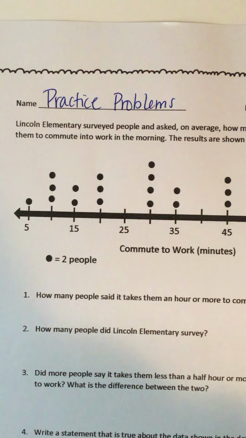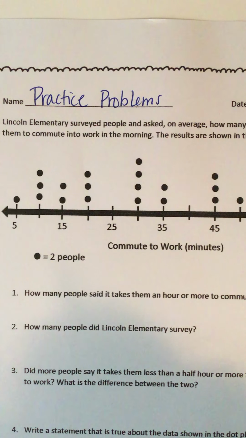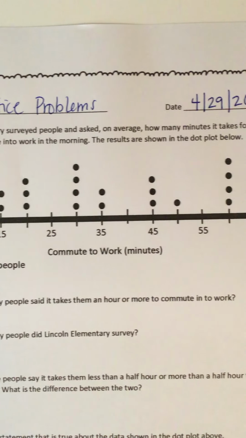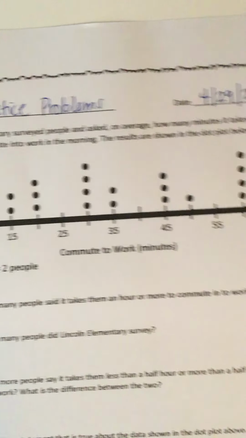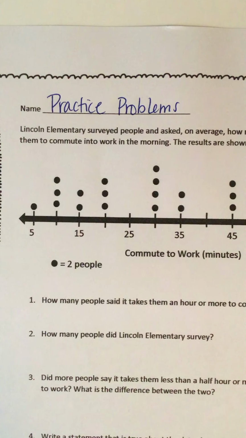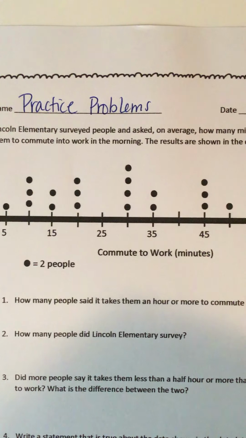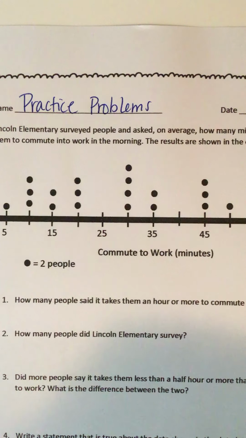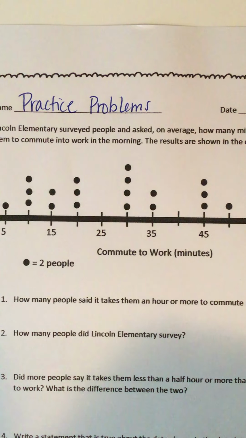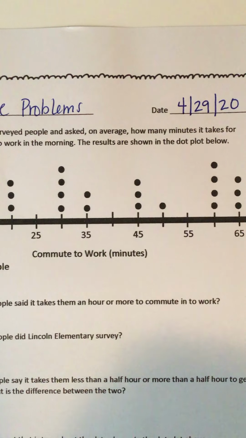Okay, this is your practice problems for today, and I just wanted to go over it so you had a pretty good understanding of how to use the dot plot and how to answer questions. It says Lincoln Elementary surveyed people and asked on average how many minutes it takes for them to commute, which means get to school, or to go somewhere and to work. I'm sorry, how many minutes it takes for them to commute into work this morning. The results are shown below on the dot plot.